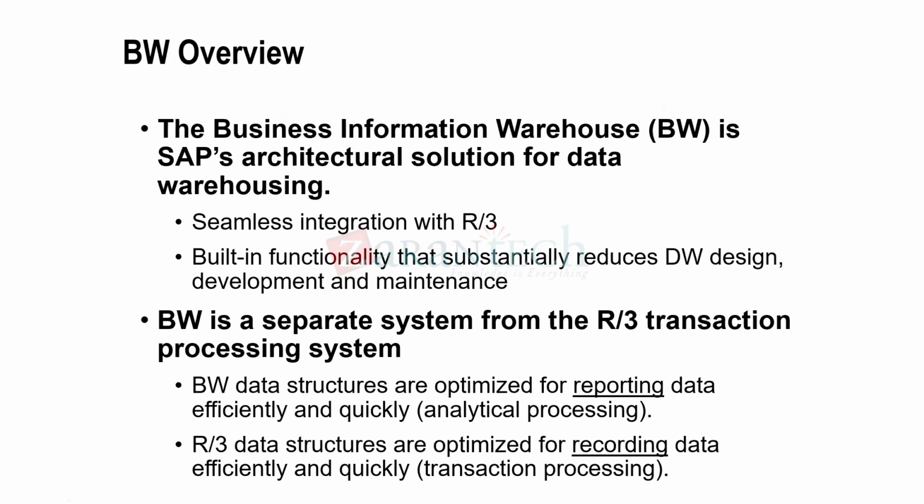Now, I think we have seen this briefly. Business Warehouse is SAP's architectural solution for data warehouse. As I mentioned, it provides seamless integration with R3, ECC, or S4HANA. It has built-in functionality that reduces the design and development effort. As I mentioned, this is a separate system, an additional system on top of your S4 HANA system. It is an individual, isolated system, which has its own architecture, landscape, hardware, and data set. In BW, most of the time, the preferred way of reporting is to extract the data, persist it into BW, create a copy of the data, and then report from that data set. Next, the R3 data structures are optimized according to different needs.